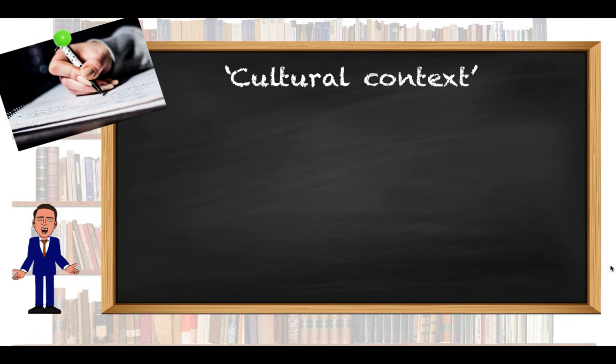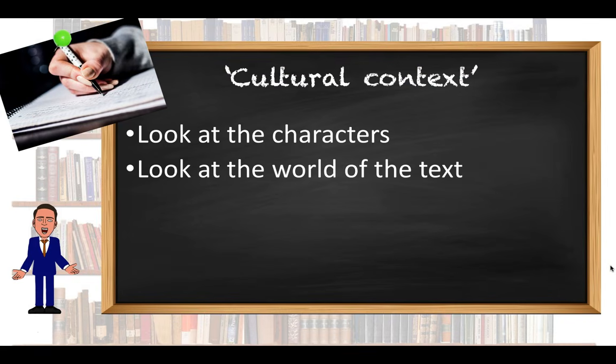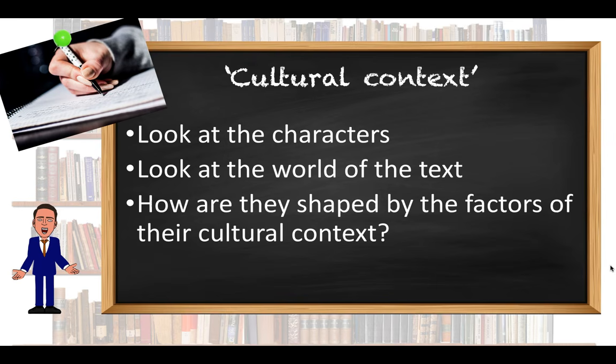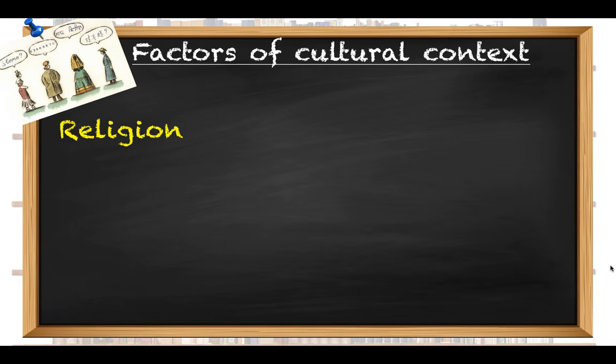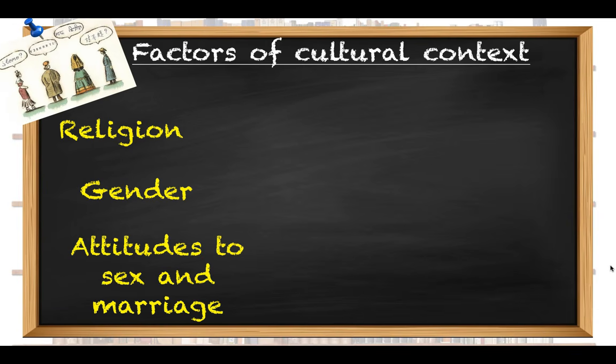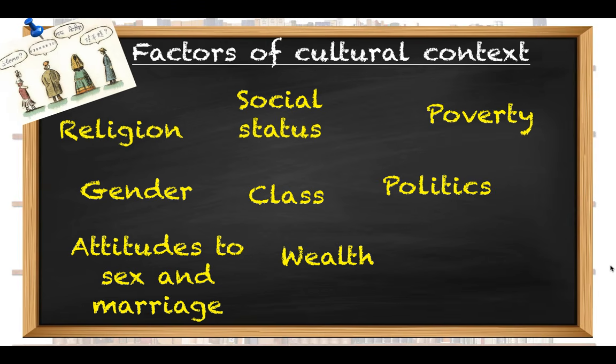So the cultural context mode is asking you to look at the characters in the text and in the world of the text and see how they both shape and are shaped by the factors of their culture and context. Some of these factors include religion, gender, attitudes to sex and marriage, social status, class, wealth, poverty, politics, authority, and systems of government and control.